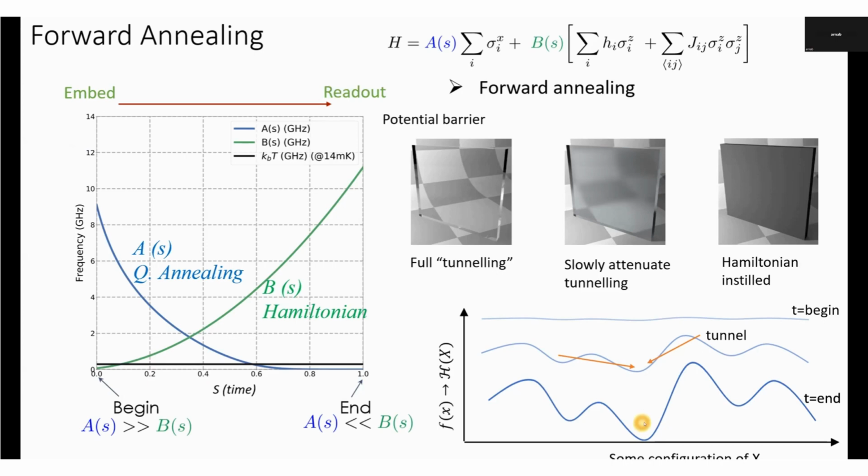So you begin here and you slowly end there. You slowly form your Hamiltonian, you slowly form your potential landscape. But when you form it, all your solutions are already in the final ground state. That's exactly how you do it, and it is a very fast process. It only takes nanoseconds. No iterations necessary. That is called forward annealing.